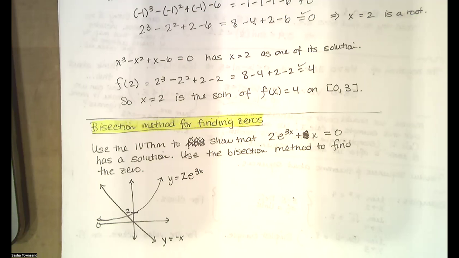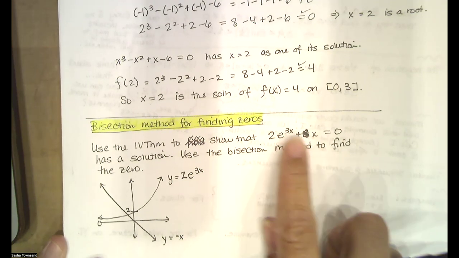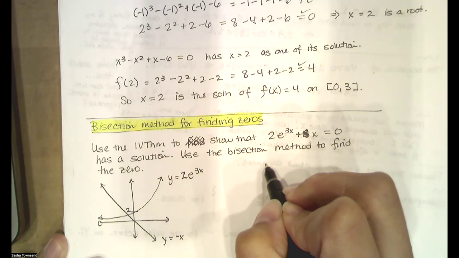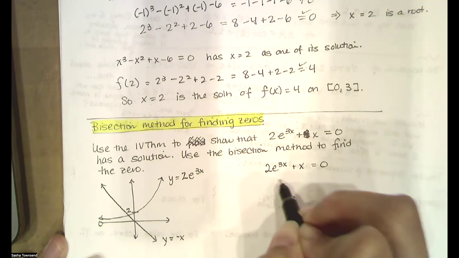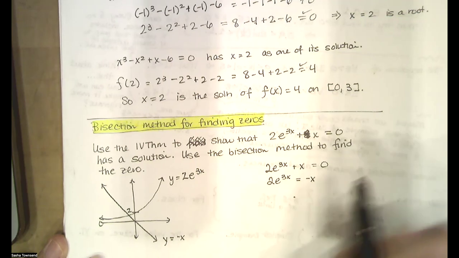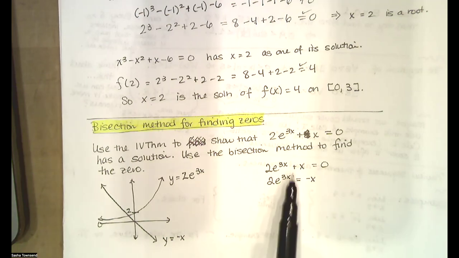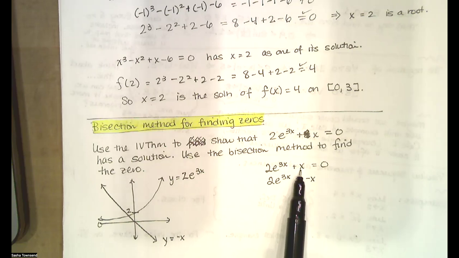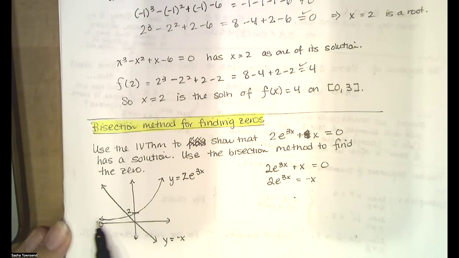To give us a sense of where to start, it's helpful to think of this in a different way. I'd like to take that 2e to the 3x plus x, which is set equal to 0, and subtract the x from both sides. So I've got an exponential function and then a linear function. I don't know what this function looks like off the top of my head, but I know what the exponential function looks like, and I know what y equals negative x looks like. So I can graph those.